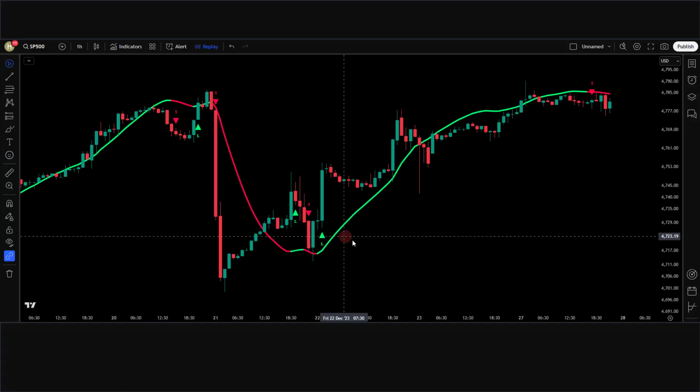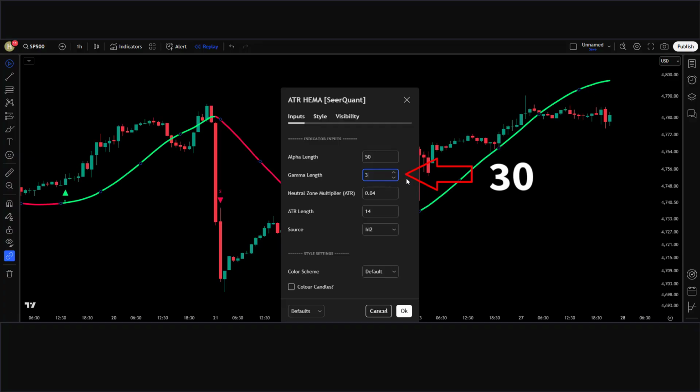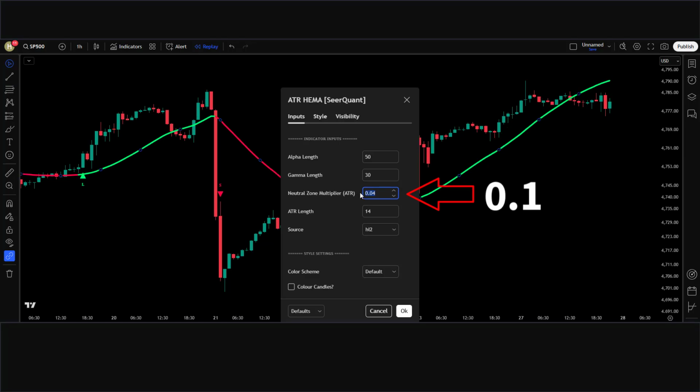Let's change the settings of the indicator. We have to change the alpha length to 50, gamma length 30, neutral zone multiplier ATR 0.1, ATR length 30.